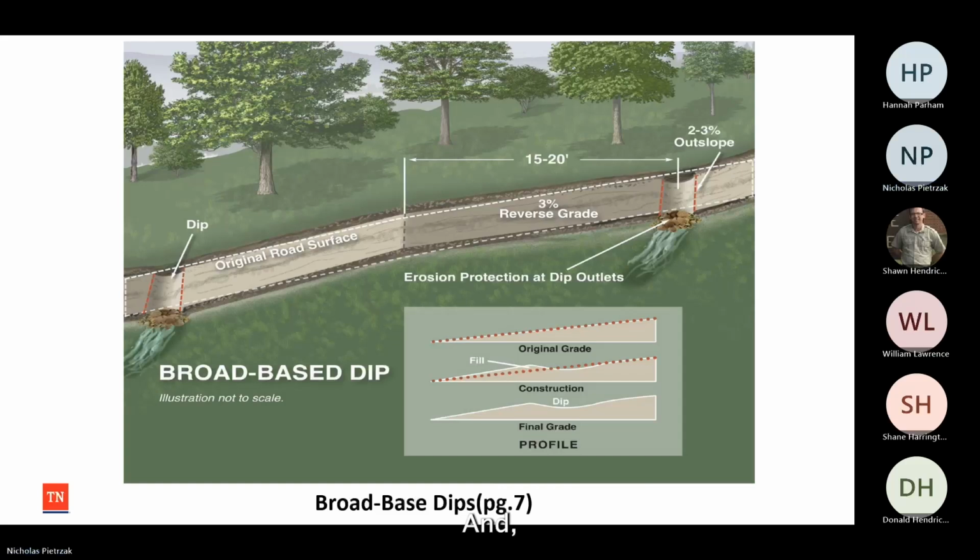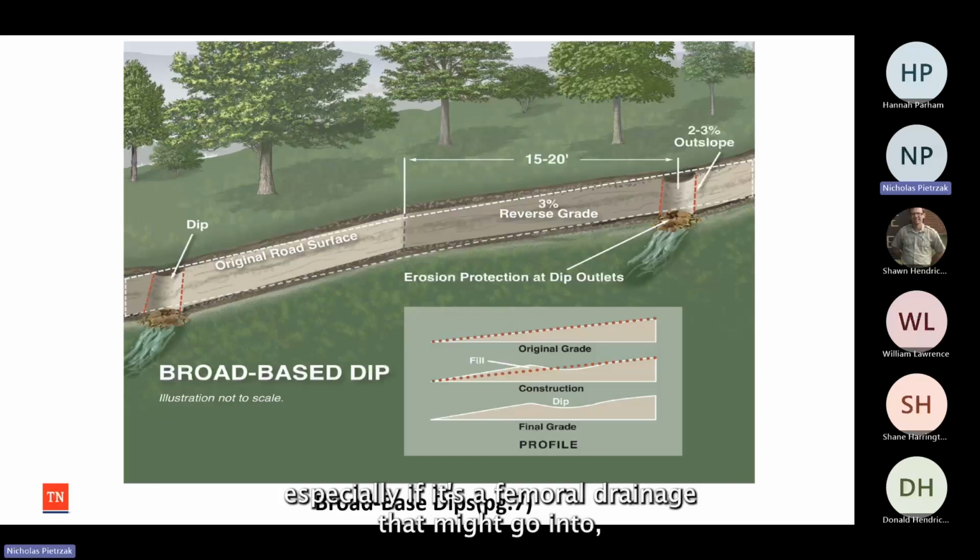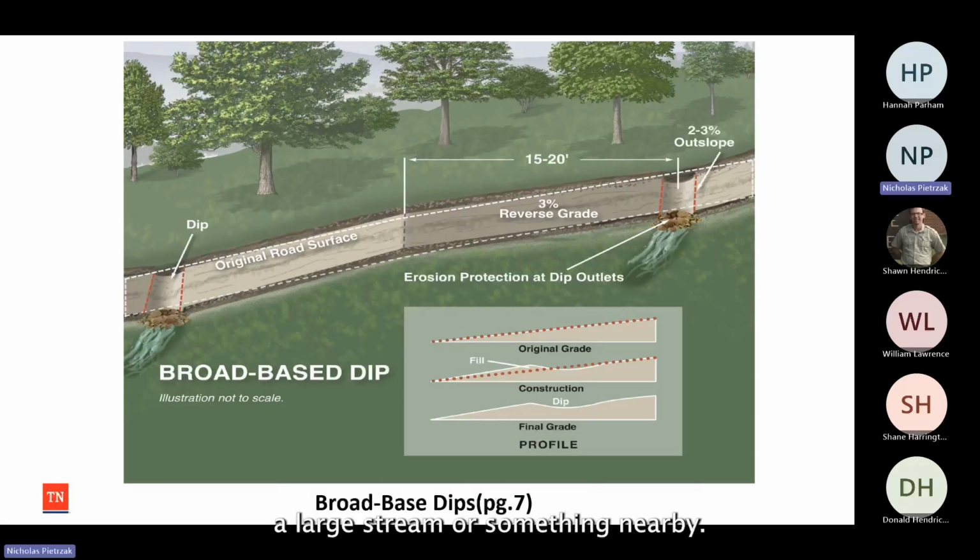They're pretty important. Oftentimes, if we want to filter the water runoff, you can put stakes and straw bales at the ends of these turnouts. That's often helpful, especially if it's an ephemeral drainage that might go into a large stream or something nearby. Might be important to do for that logger.